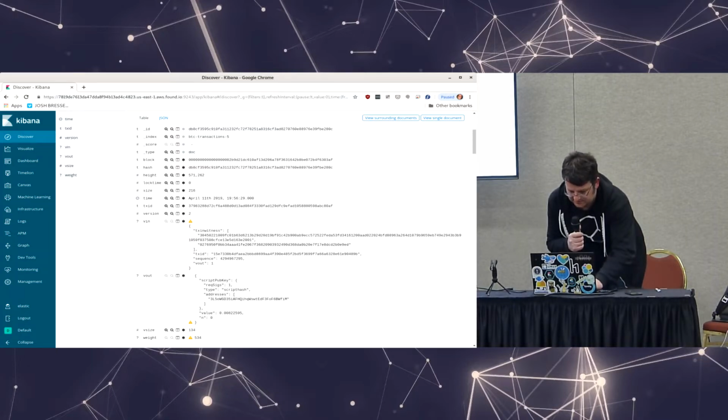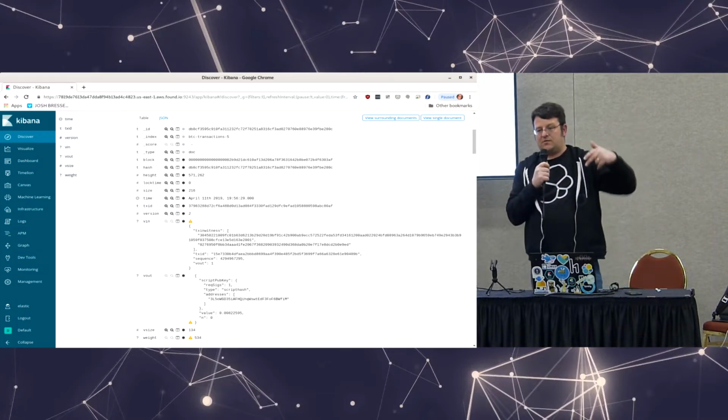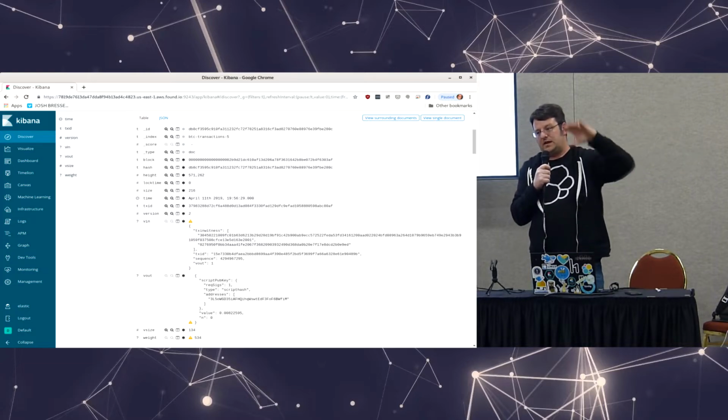Every transaction has a size. Most of this other stuff we don't care about right now. There's the height associated with it. But then we have these parts of the transaction called the V in and the V out, is what they call it in the Bitcoin universe. Essentially, V in is where things are coming from, V out is where they're going.